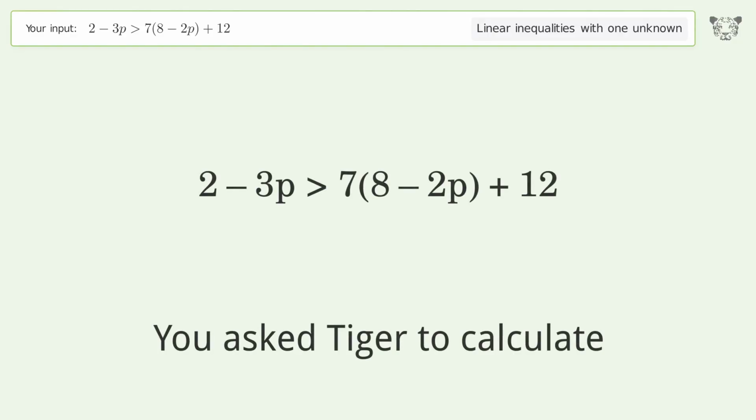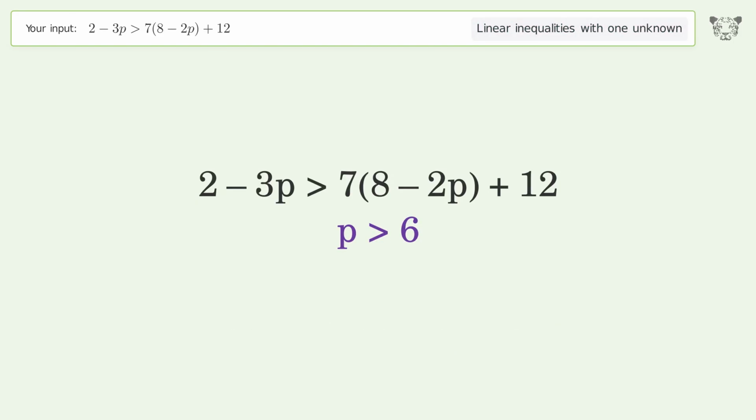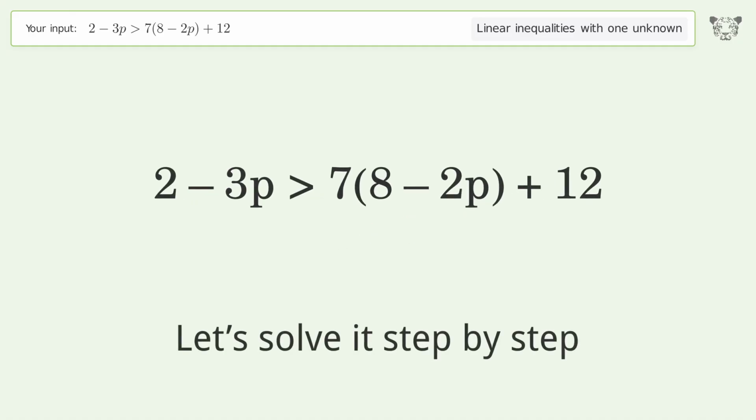You ask Tiger to calculate. This deals with linear inequalities with one unknown. The final result is p greater than 6. Let's solve it step by step.